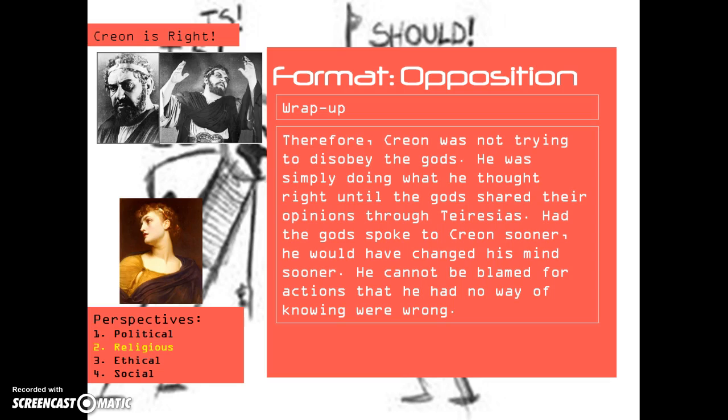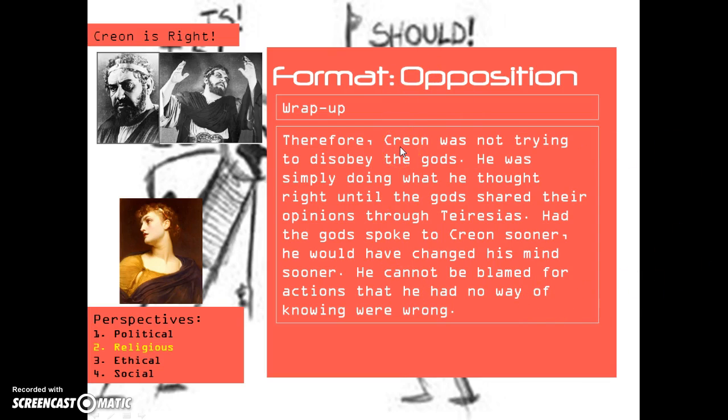So I put therefore, Creon was not trying to disobey the gods. He was simply doing what he thought right until the gods shared their opinions through Tiresias. Had the gods spoke to Creon sooner, he would have changed his mind sooner. He cannot be blamed for actions that he had no way of knowing were wrong. So I finalized my argument by wrapping it all together.